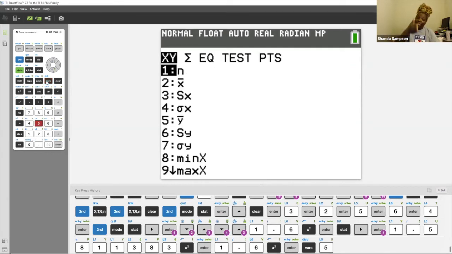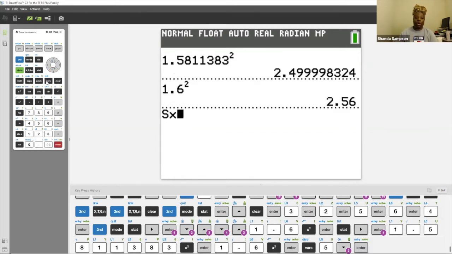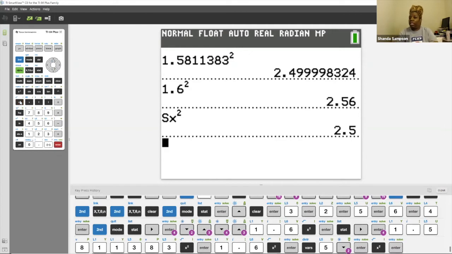And look, that's why you need to know the symbols. If you know the symbols, you know which symbol we're looking for. We're looking for the sample standard deviation because we need to square that to get the variance. So we're going to scroll down to number 3, or just hit number 3, because that is the sample standard deviation, not the population, not the one down from it. We hit that, and then we're going to square. When you square that, boom, you get 2.5. Look at that. That is the correct answer. 2.6 is wrong.